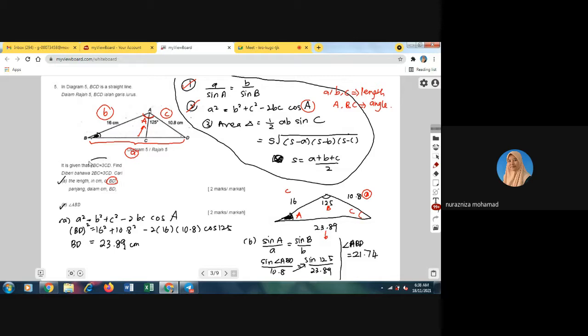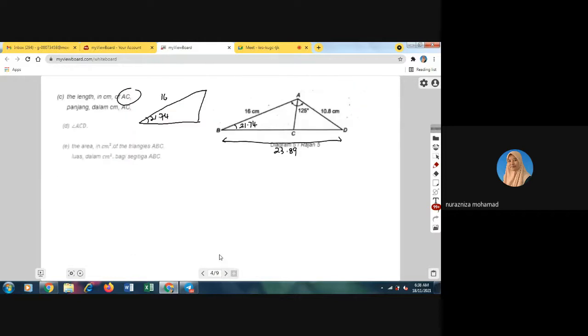Here it is given that 2BC equals 3CD. From here we can change it into a fraction. BC over CD is equal to 3 over 2. It means BC has 3 parts, CD has 2 parts, BD is 5 parts. Altogether BD is 5 parts.